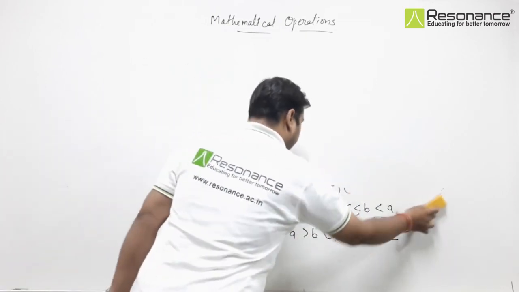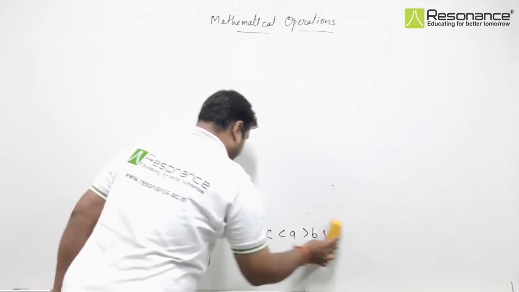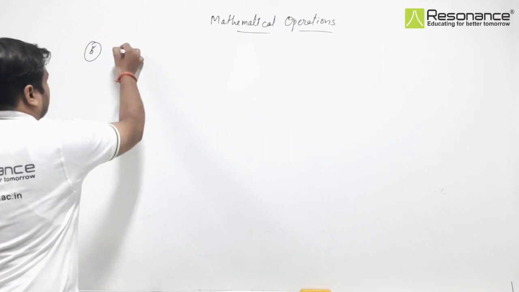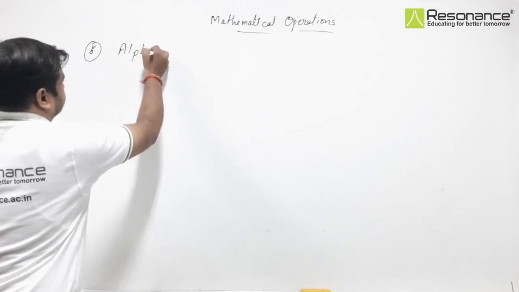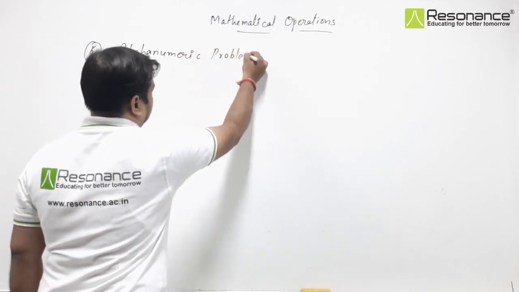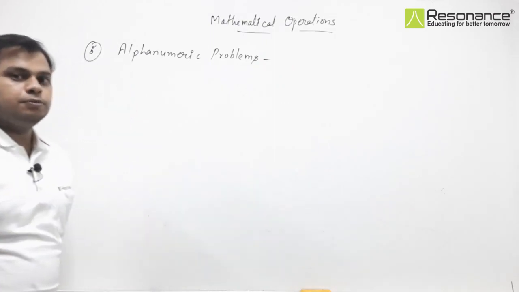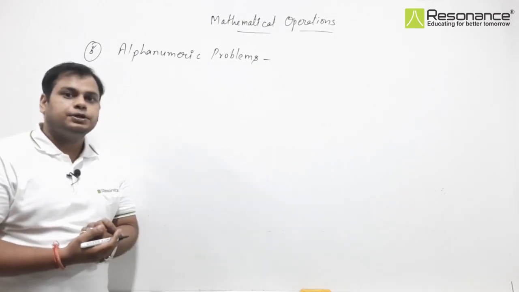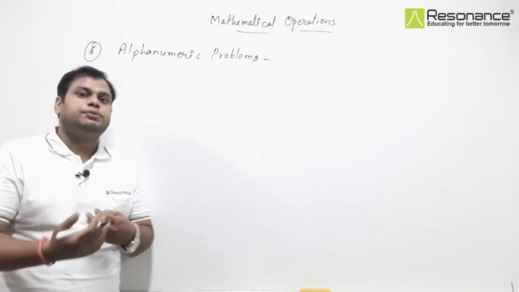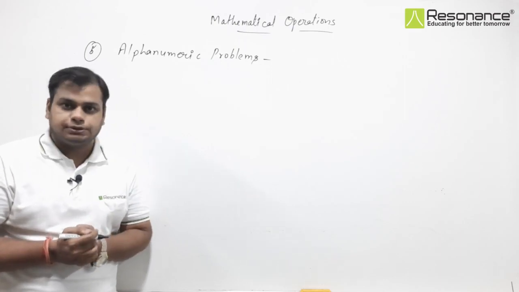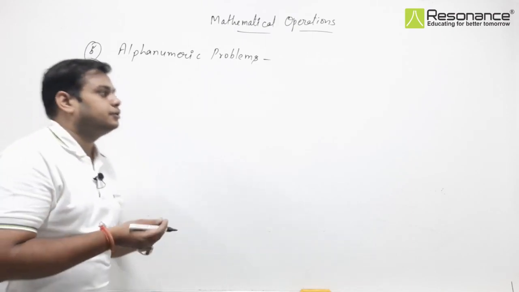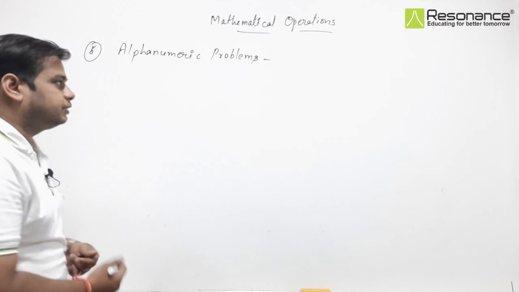Now we have the final topic, another topic of this chapter, which is alphanumeric problems. In alphanumeric problems, some numbers are replaced by alphabets or by other numbers. We have to understand the condition between those numbers, and then we have to find the relation, or find the correct numbers at the place of alphabets.